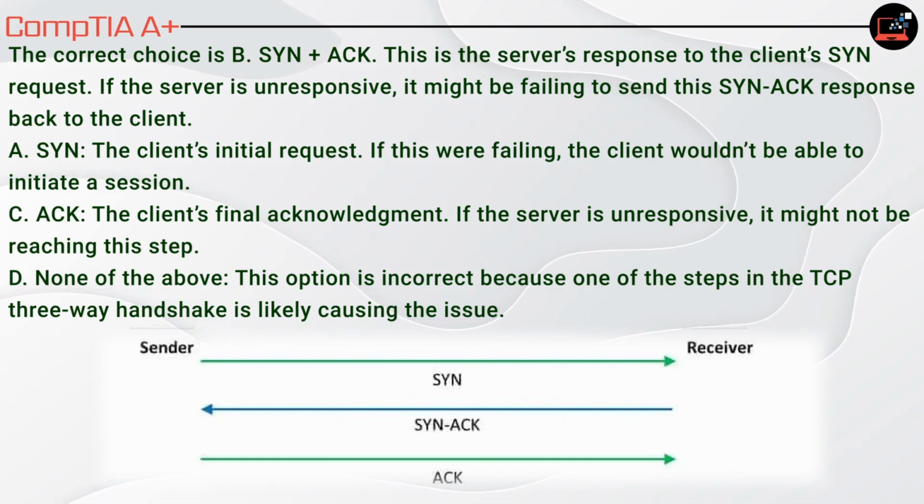C. Acknowledge, the client's final acknowledgement. If the server is unresponsive, it might not be reaching this step. D. None of the above. This option is incorrect because one of the steps in the TCP three-way handshake is likely causing the issue.